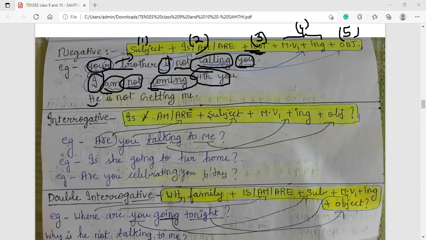He is not getting me. He is the subject. Is is the helping verb. Not is the negativity. Getting is our main form of verb plus ing, plus object me. Got it? It is clear. Now it is so clear.